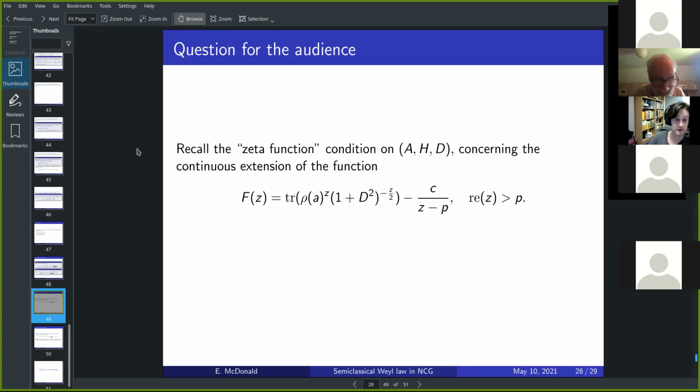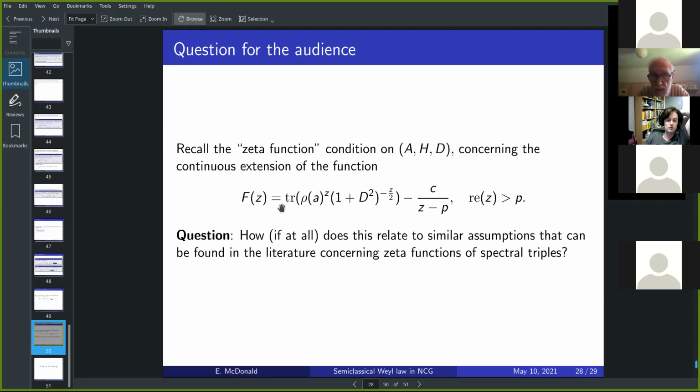So hopefully that's true. I want to conclude the talk with a question for the audience, something Alan already asked about: this zeta function condition on the spectral triple. Here I said that you have to assume some sort of continuous extension of this function to the closed half plane, real part z bigger than or equal to t. What I would like to know, and what I don't know, is how this relates to the other assumptions that can be found in the literature concerning these zeta functions of spectral triples.